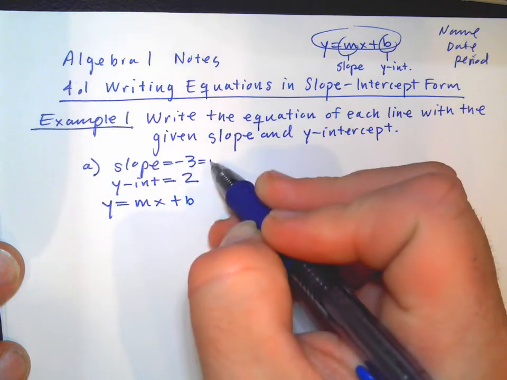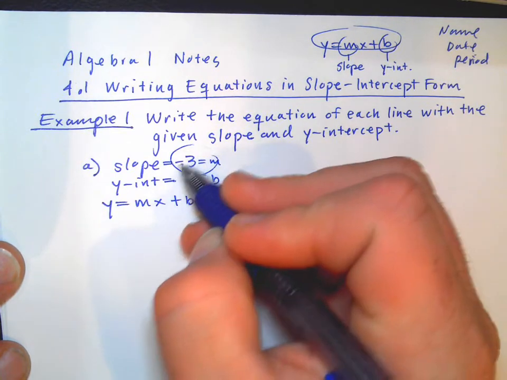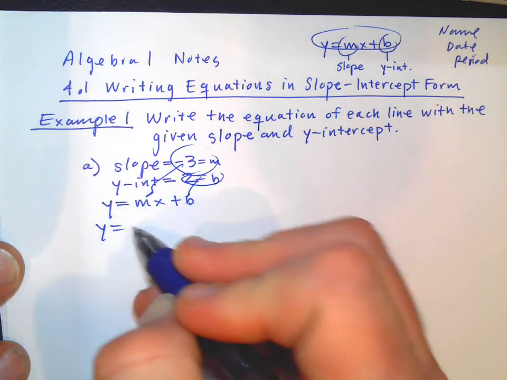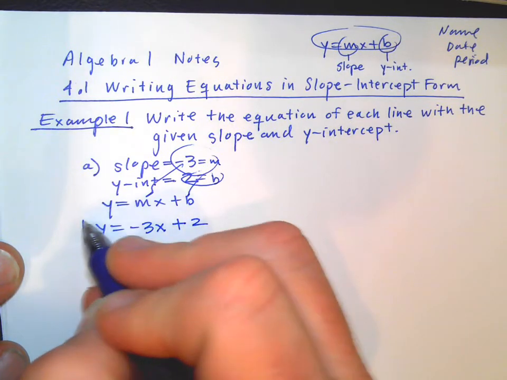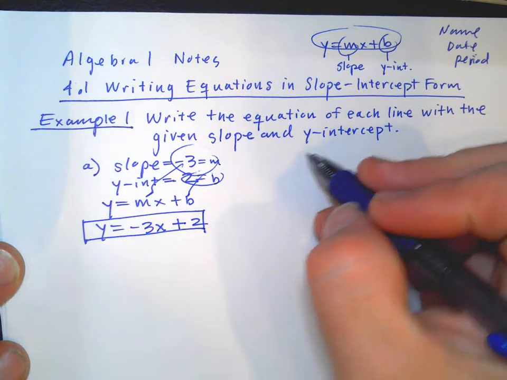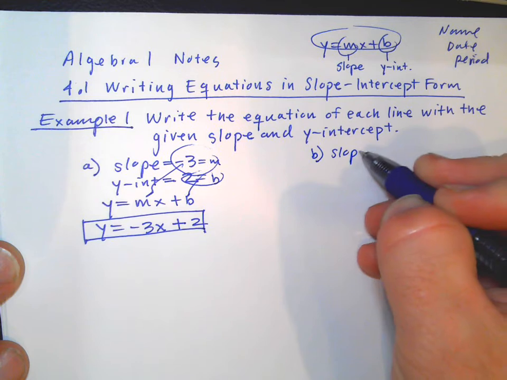And this is the m, and this is the b. So we're going to substitute these into the equation where we see them. So it's going to be y equals -3x plus 2. And that's it, you're done. This is about as simple as it gets. We'll do one more. Something a little more interesting.